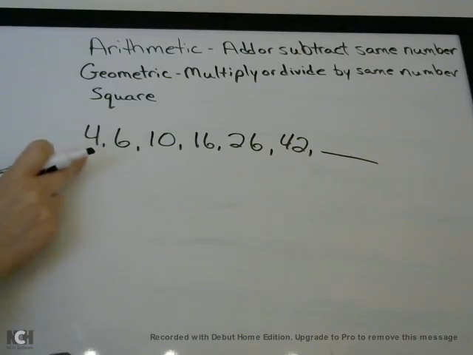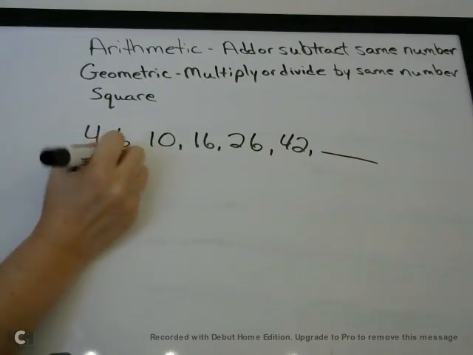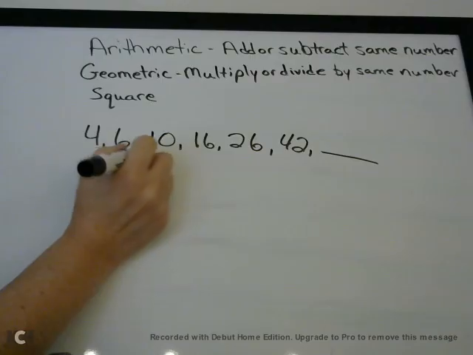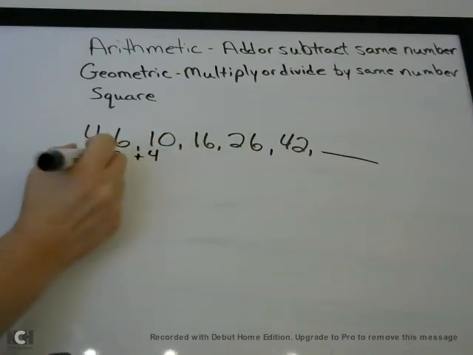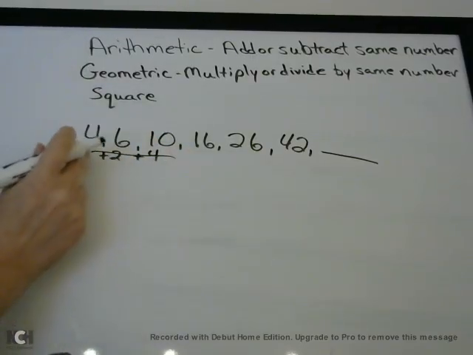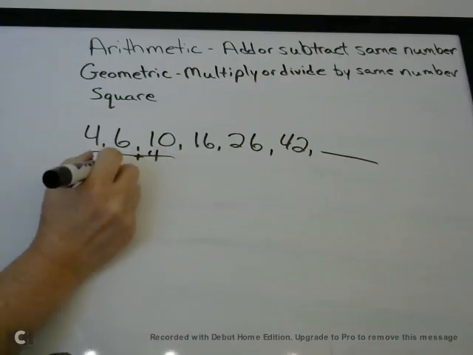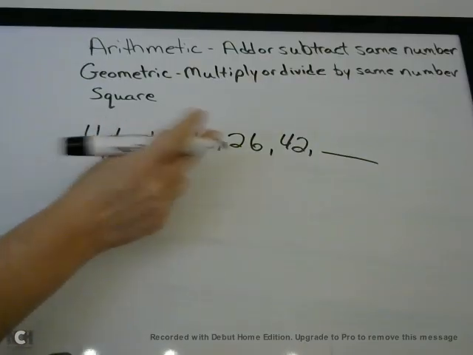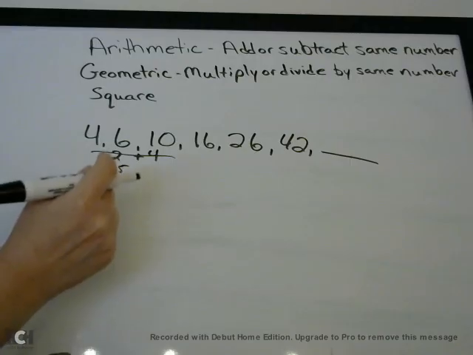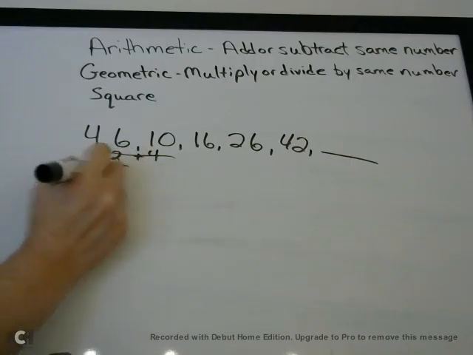Again, here's our sequence. Is it arithmetic? From 4 to 6, we add 2. From 6 to 10, we add 4, so it's not arithmetic. Is it geometric? 4 to 6 is like multiplying by 1.5. 6 to 10, I don't know, it's like 1 2/3, so it's not geometric.